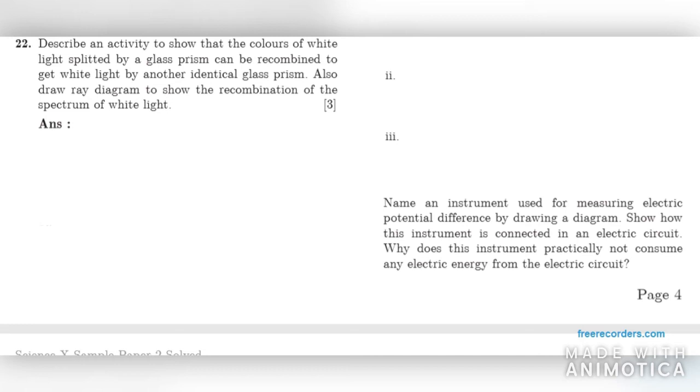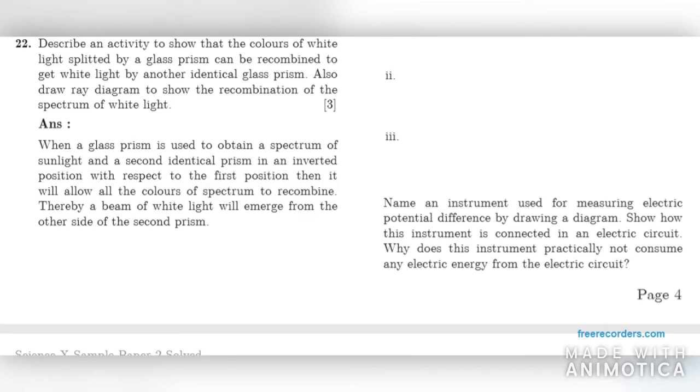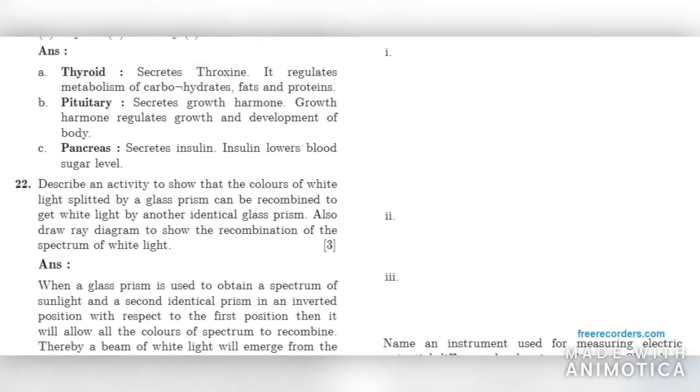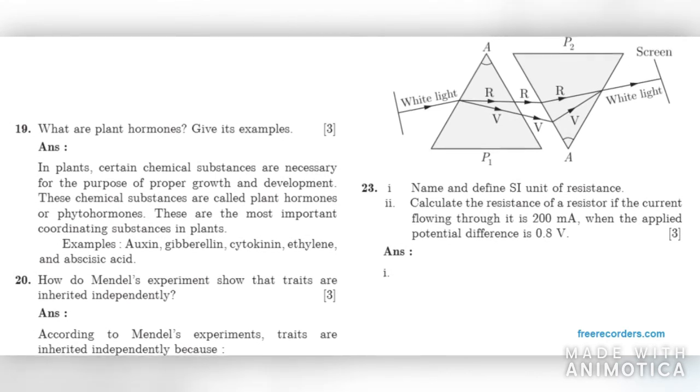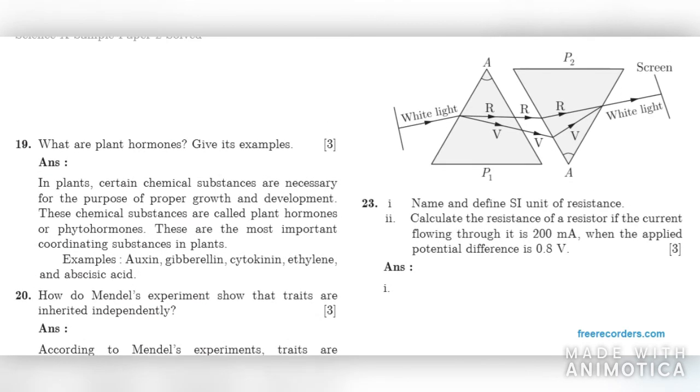So that's how you can obtain white light again. This is also known as recombination of the spectrum of white light. That's what you can write, and I will show the diagram for the same. That's what you need to draw here: one prism and then an inverted prism to obtain white light again on the screen.